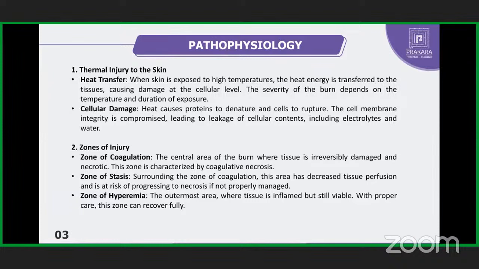What is the cellular damage? Heat causes proteins to denature and cells to rupture. The cell membrane integrity is compromised, leading to leakage of cellular contents, including electrolytes and water. What happens due to this?